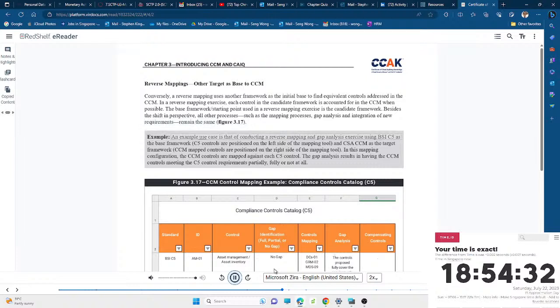Example. An example use case is that of conducting a reverse mapping and gap analysis exercise using BSI C5 as the base framework. C5 controls are positioned on the left side of the mapping tool, and CSA CCM as the target framework. CCM mapped controls are positioned on the right side of the mapping tool. In this mapping configuration, the CCM controls are mapped against each C5 control. The gap analysis results in having the CCM controls meeting the C5 control requirements partially, fully, or not at all.